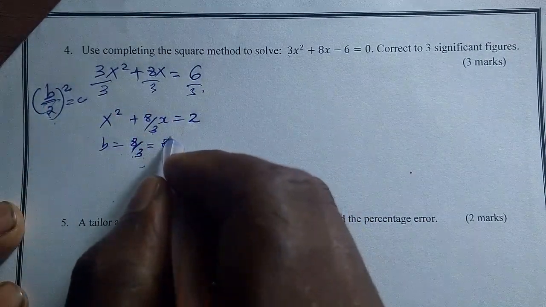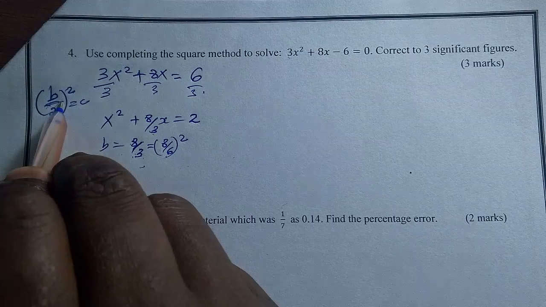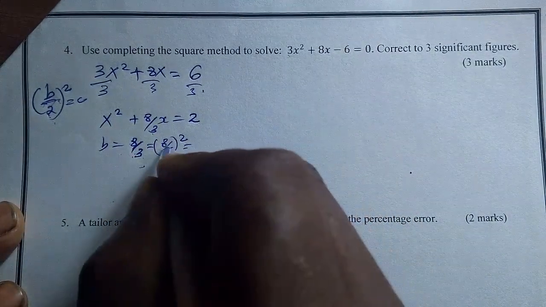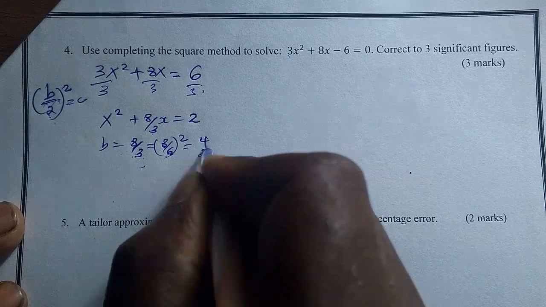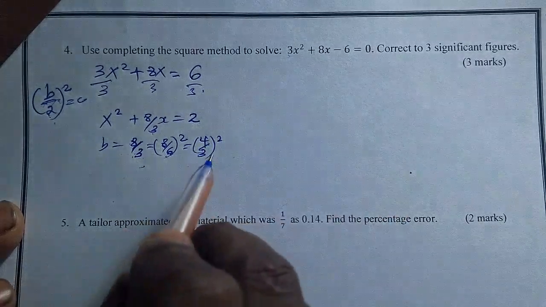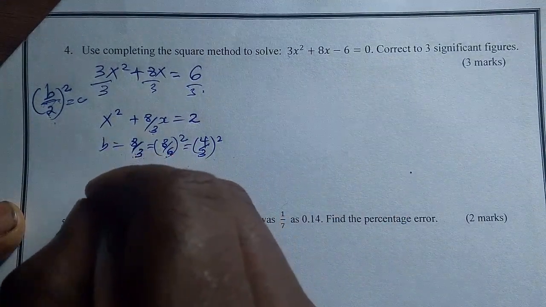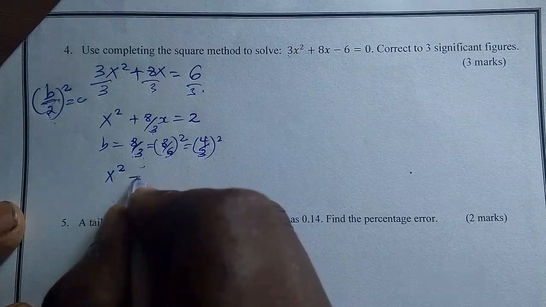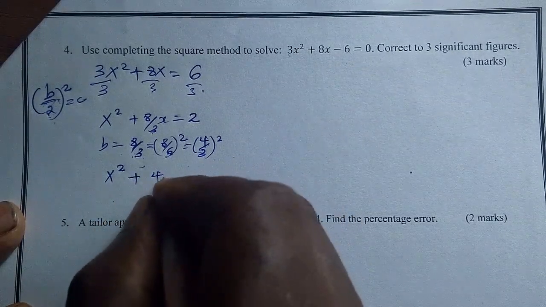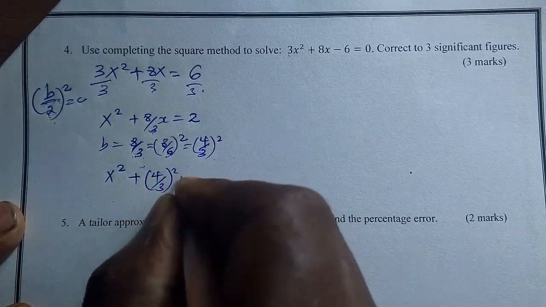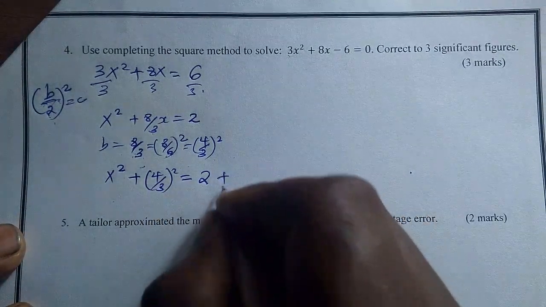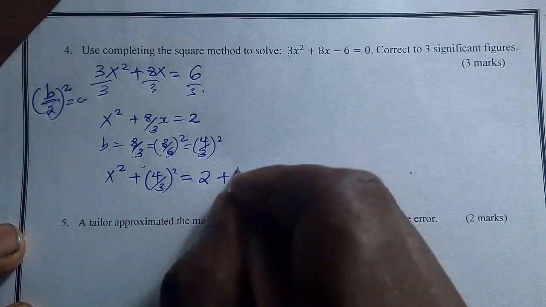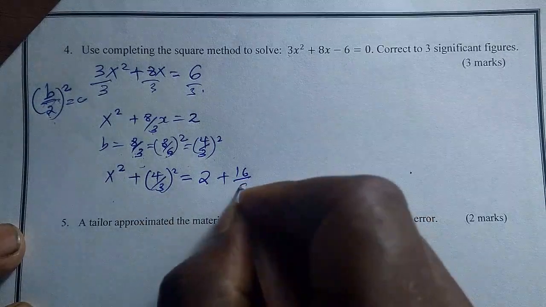Then we need to square using this. So 2 goes here, 4, 2 goes here, 3. Square. Now let's put this expression this way. So x squared plus 4 over 3 squared is equal to 2. Now you add this to this side. The square of 4 is 16. The square of 3 is 9.